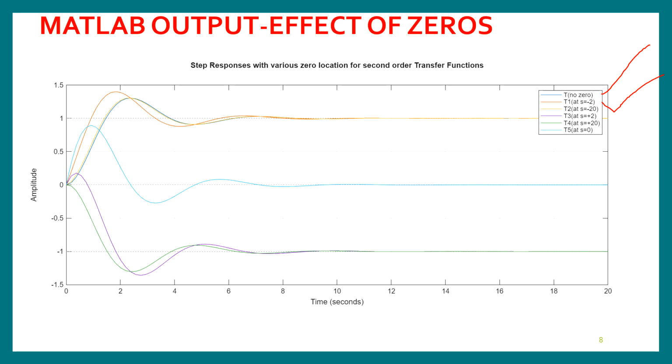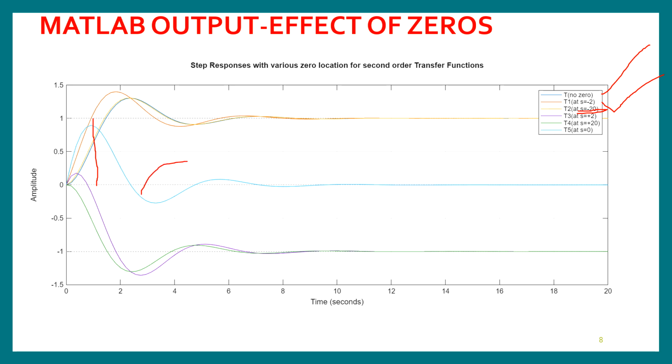My rise time has decreased. Initially, my rise time is large. Now my rise time has reduced. Now let us look at the third case, when the zero is introduced at s equal to -20. As it is far away from the imaginary axis, it is similar to the graph without zeros.